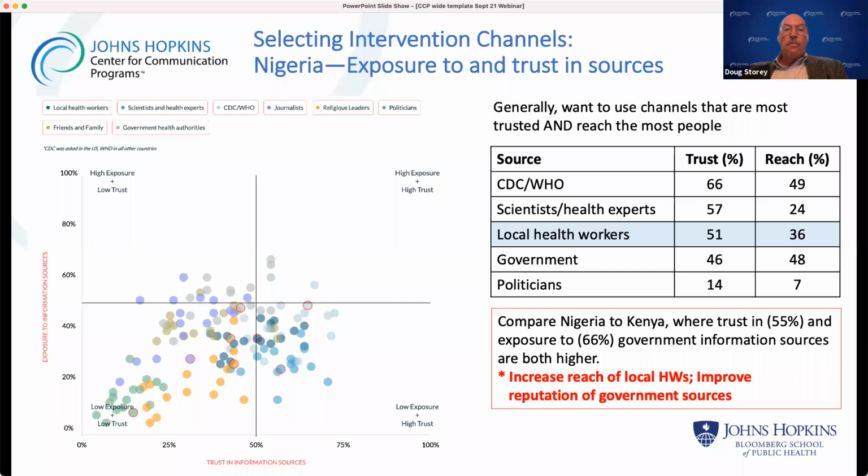So if we think that these may be important sources based on the level of trust that is engendered by those sources, then we might want to think about ways that we can increase the reach of those sources. Help health workers, for example, to reach more of the population in the communities where they work, or in some cases, perhaps to work on improving the reputation and the trust that government sources of information might have in this particular country.